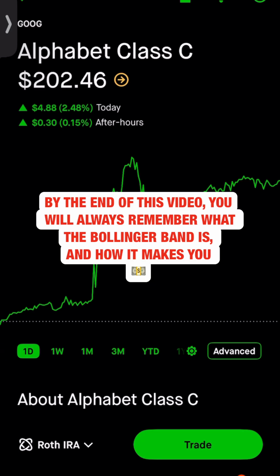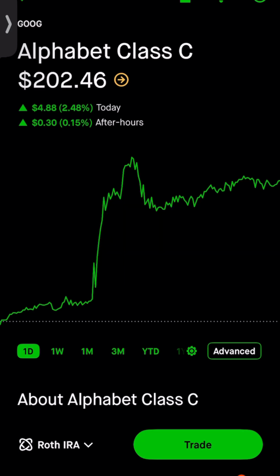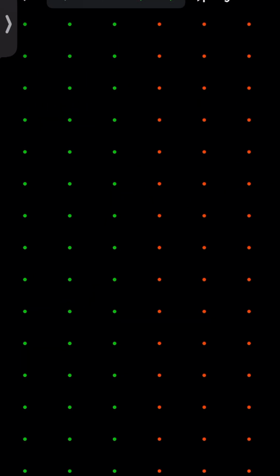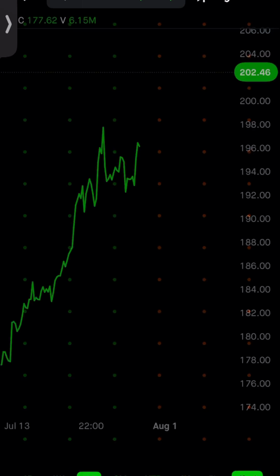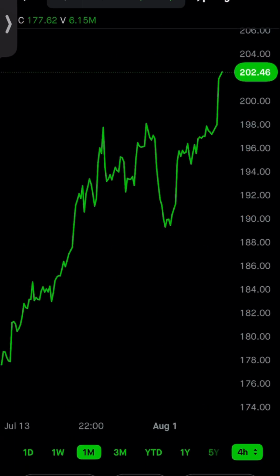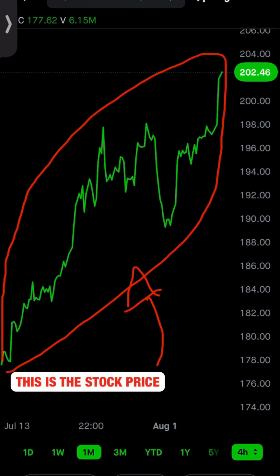To access the Bollinger Band, you first need to select a stock that you would like to see the Bollinger Band on. In this example, we're going to use the stock Google, G-O-O-G. To access the Bollinger Band, you will click Advanced. This is all in Robinhood. Once this loads, you will see the stock chart for Google. This shows the stock price over a period of 1 month.